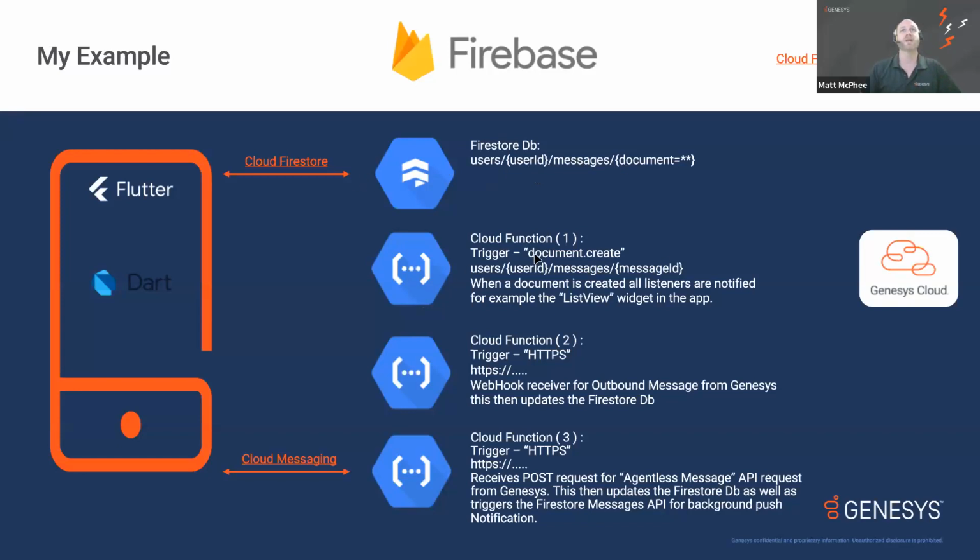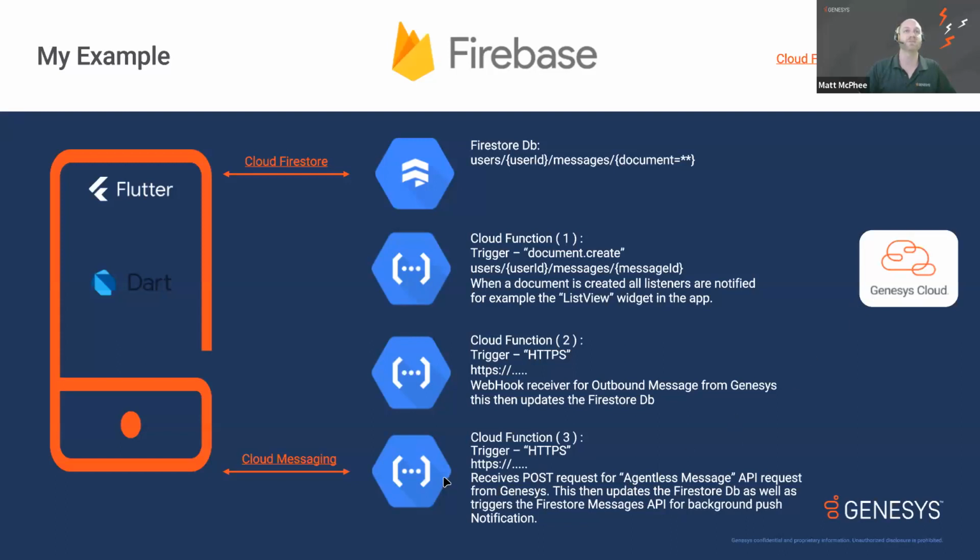I've got a trigger on here, so anytime a document is actually created, I'm going to update the view. I've then got a listener for my webhook. So every time a webhook message actually comes in from Genesys Cloud, whether the agent has responded, a bot within Genesys Cloud has responded, or an in-queue message, any of those sorts of things, it essentially updates Firestore, which then sends the message across. The last one I then have is a receive post message for the agentless message.